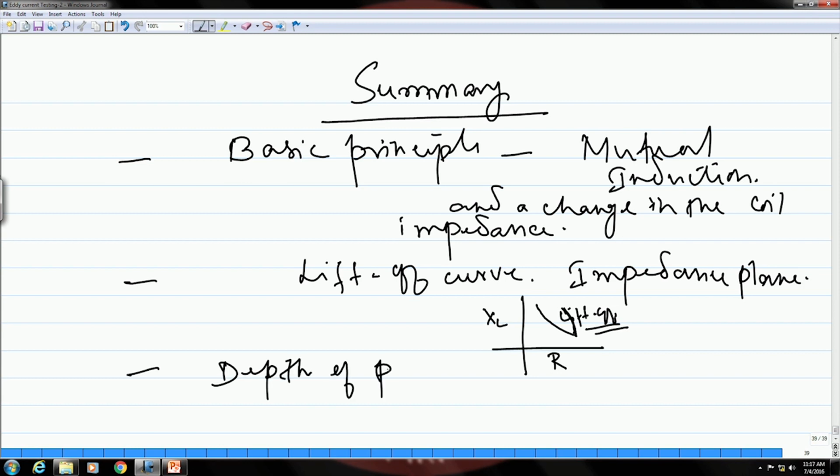Then we saw what will be the depth of penetration for the eddy currents, and that depends primarily on the frequency and the conductivity of the material, and this is one parameter that we defined for depth of penetration, and this parameter is called the standard depth of penetration delta, which is given by the frequency, the conductivity and the magnetic permeability of the material.